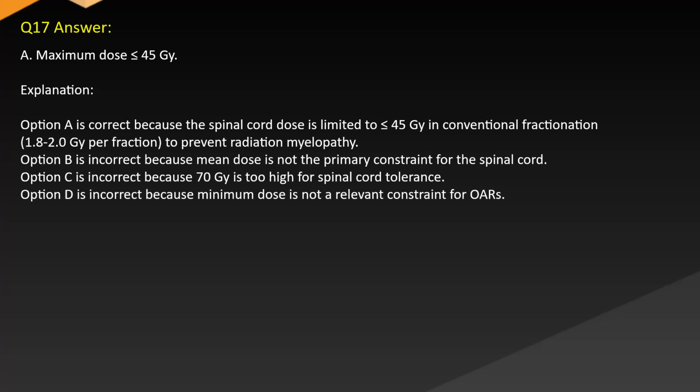Option B is incorrect because mean dose is not the primary constraint for the spinal cord. Option C is incorrect because 70 Gy is too high for spinal cord tolerance. Option D is incorrect because minimum dose is not a relevant constraint for OARs.